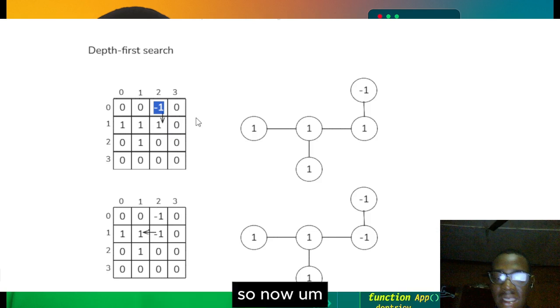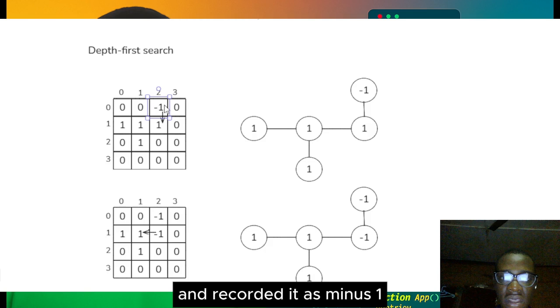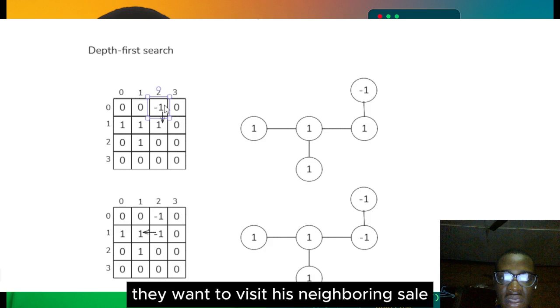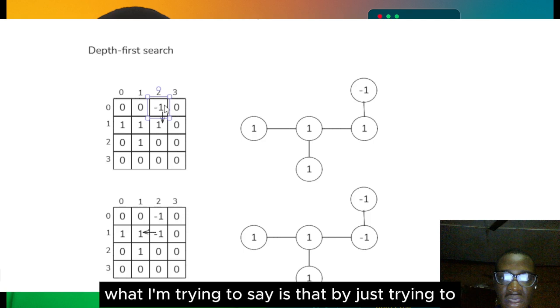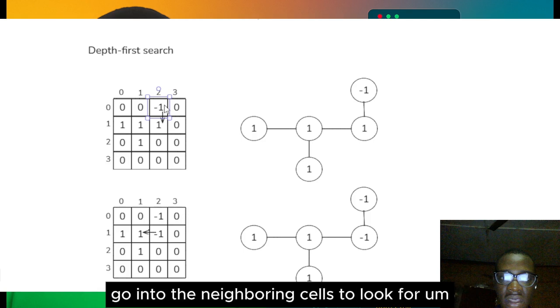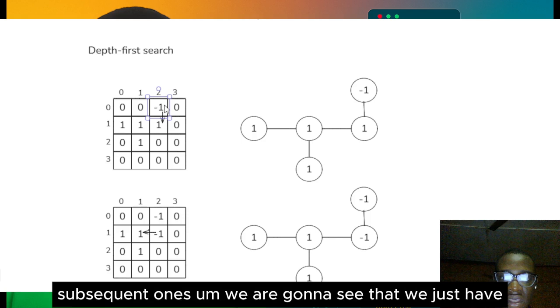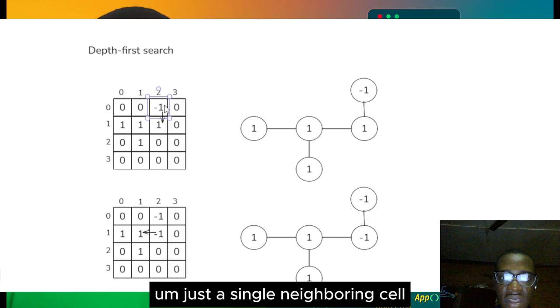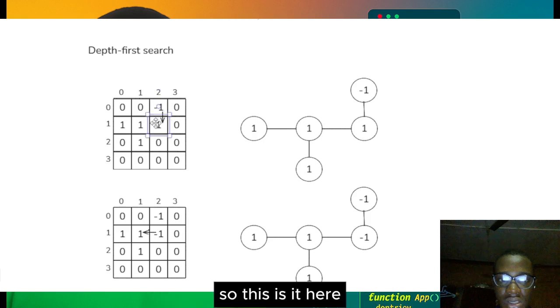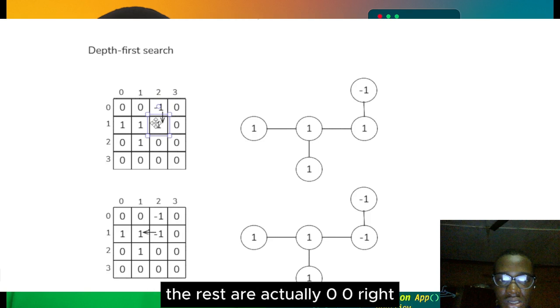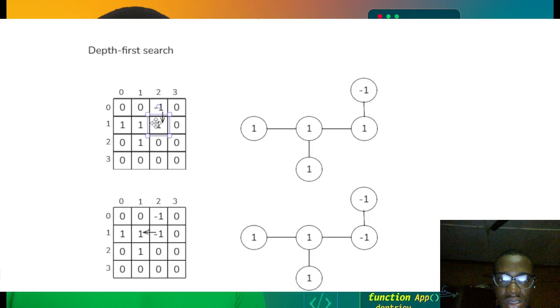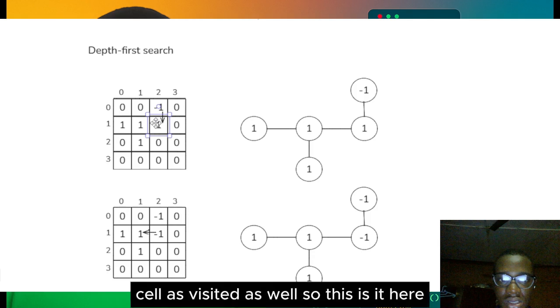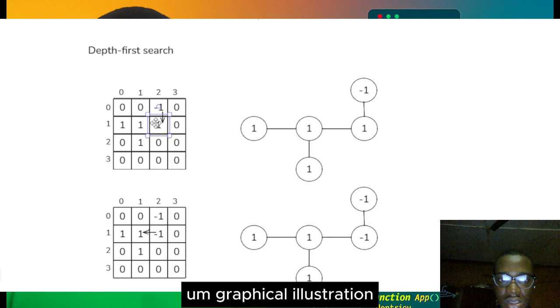So now having visited this particular land cell and recorded it as -1, we want to visit its neighboring cells. By performing a DFS on its neighboring cells, what I'm trying to say is that by just going into its neighboring cells to look for subsequent ones, we are gonna see that we have just a single neighboring cell with a 1, right? So this is it here. The rest are actually 0, 0. So this is just one neighboring cell that has a 1, and then we're gonna record this particular neighboring cell as visited as well. This is the graphical illustration.